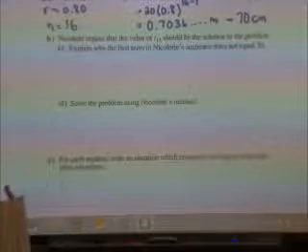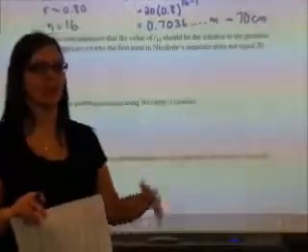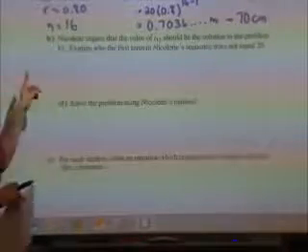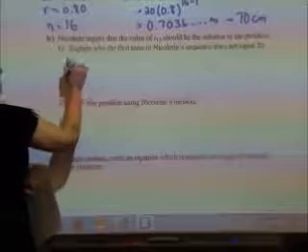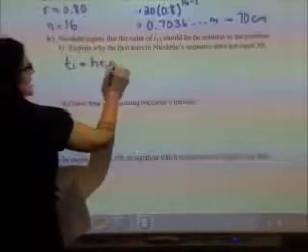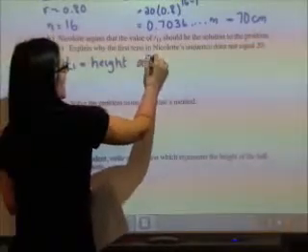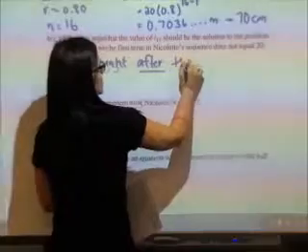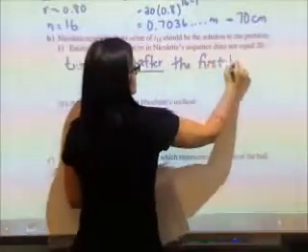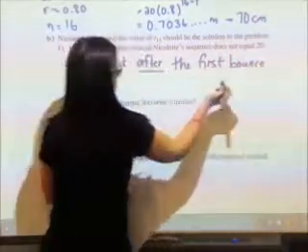Nicolette argues that the value of T15 should be the solution to the problem. If I'm going to calculate the height after the 15th bounce, I should be looking for the 15th term. So if Nicolette chooses to do this option, explain why the first term would not be 20. Because that's the height that you start at. It's not after a bounce. Because T of 1 has to be the height after the first bounce, which is not 20.